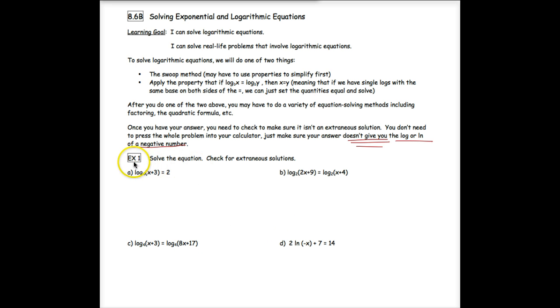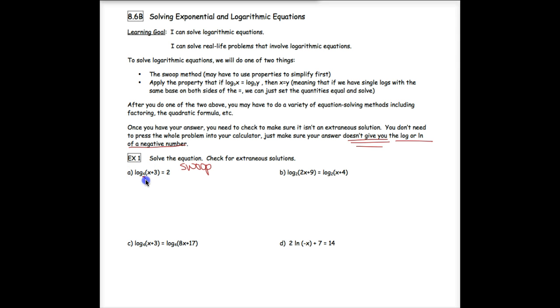Okay, so let's look at example 1a here. Solve the equation, check for extraneous solutions. So this one we just have a single log, and if we look, we've got both individual sides as simplified as they could be. There's nothing else I can do here. X and 3 aren't like terms. Obviously, it's just a 2 on the right side. So that means here, all we're going to do is swoop.